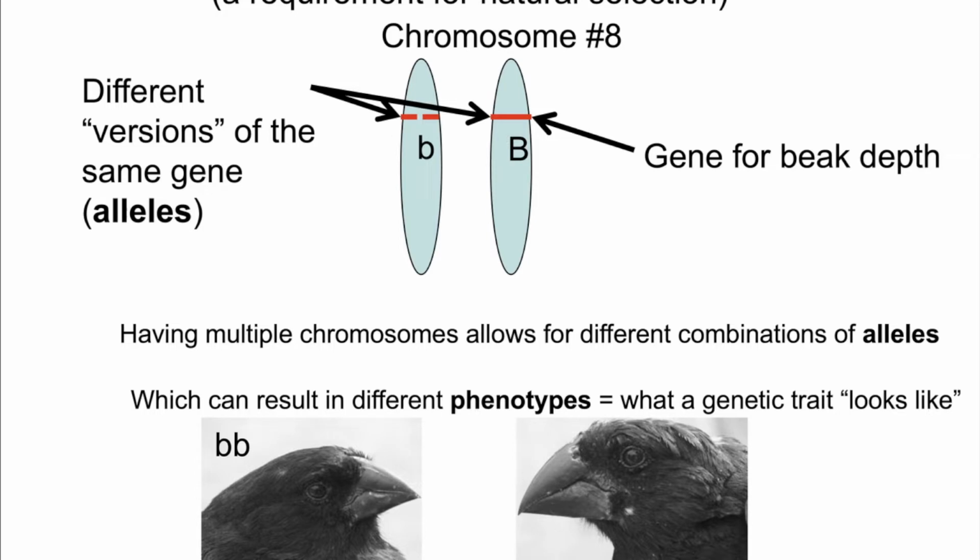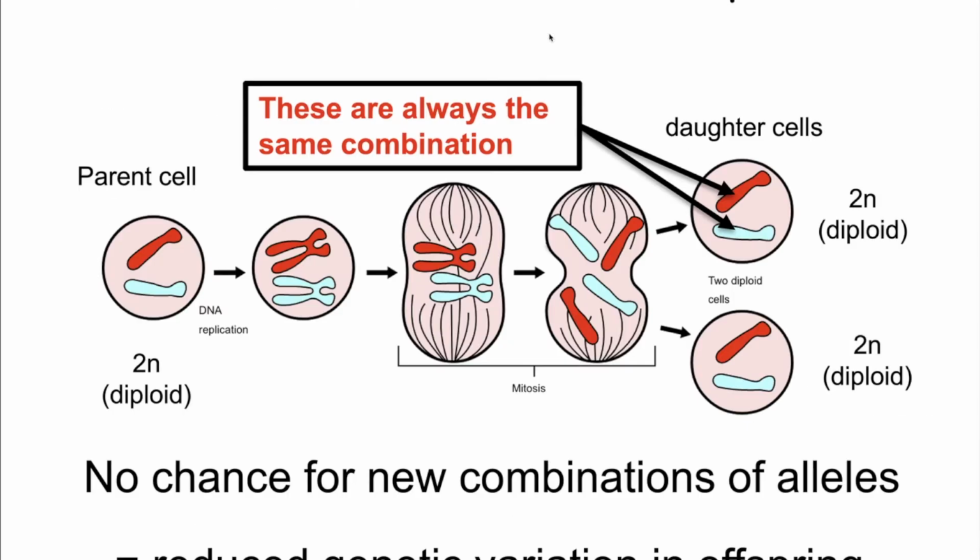And so having a diploid organism, having ploidy, allows organisms to have multiple alleles, and those different combinations of alleles give rise to different traits or phenotypes in the population, and ultimately more variation in the population for natural selection to work on. So that's important.